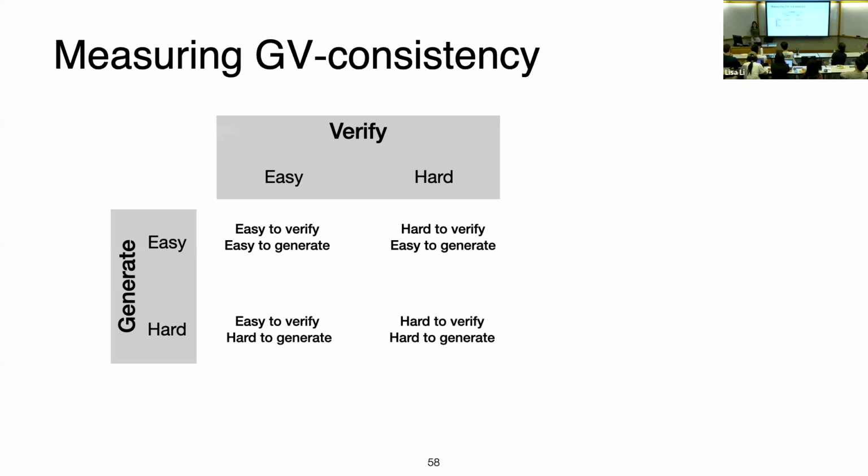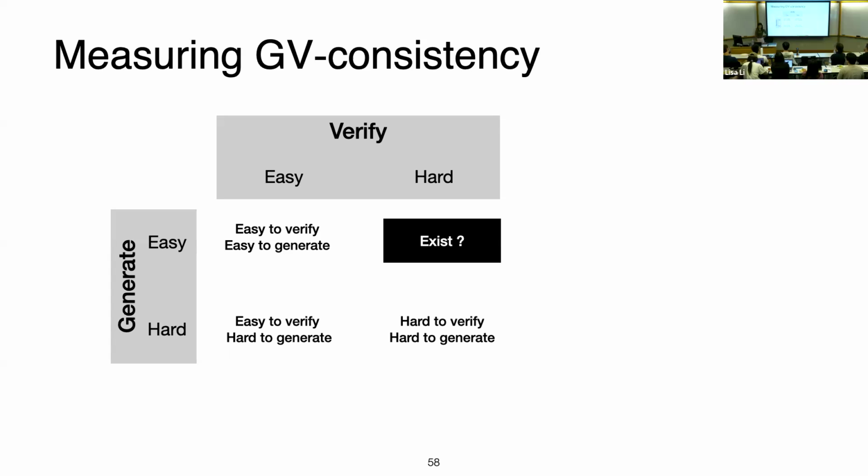Now that we've figured out how to design the generator and the validator query, the question becomes, what are some tasks that are interesting to evaluate GV consistency on? Here's a table that classifies all possible tasks into four categories based on the difficulty to generate and to verify. Classically, in computer science, there are some tasks that are easy to verify but hard to generate, such as the SAT problem, the Boolean satisfiability problem. It is NP-complete to generate a solution, but polynomial time to verify whether it is satisfiable or not. Inspired by this, we try to focus on the first column, where it is easy to verify and hard to generate.